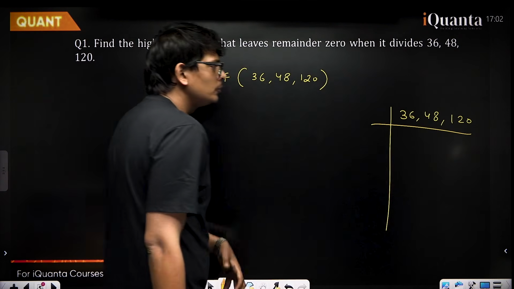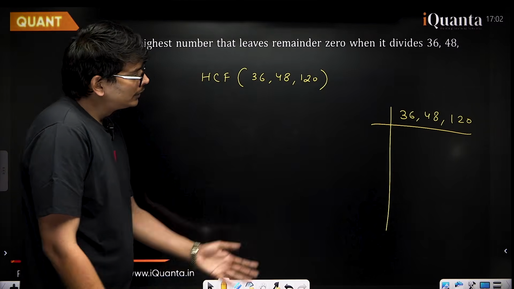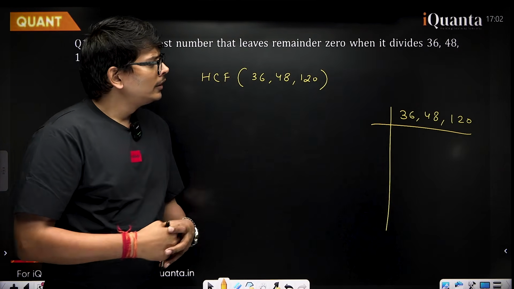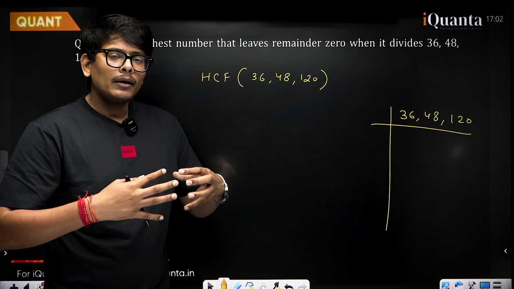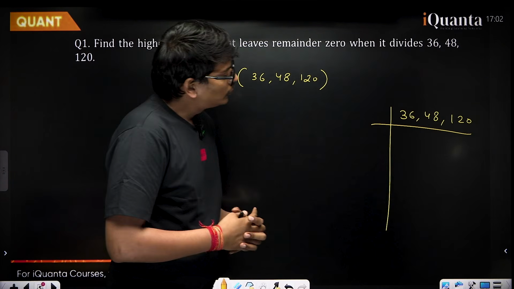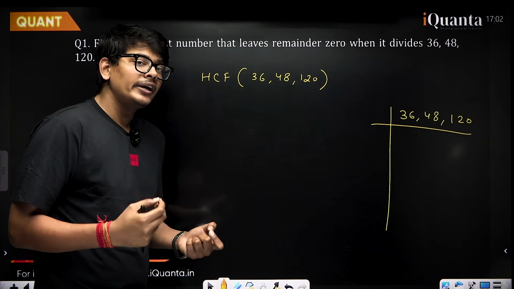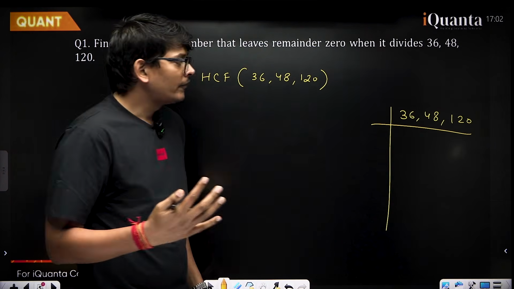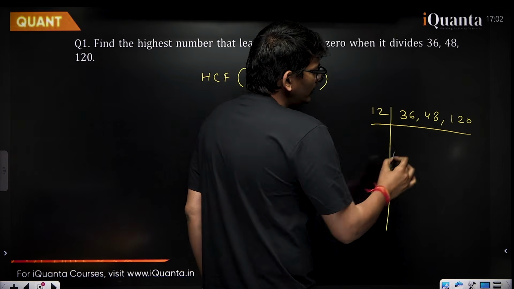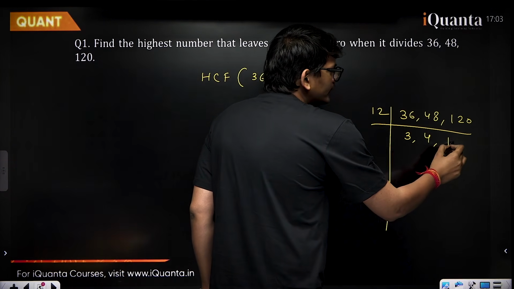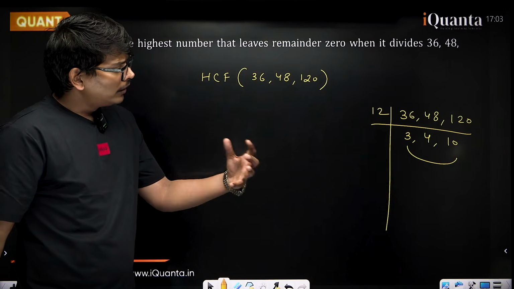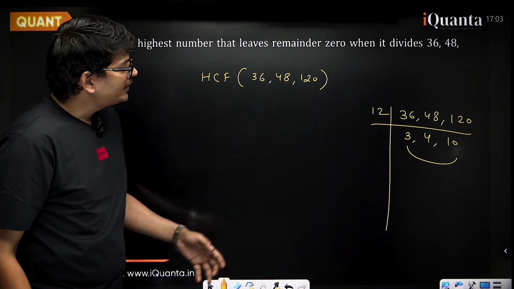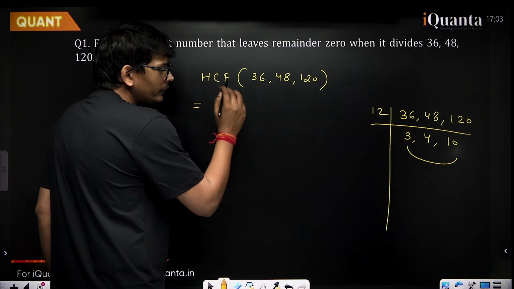which you must have studied in class 4th and 5th. First you take 2 common, then 3 common, and so on. I would recommend trying to take a bigger number common, right? If you are comfortable with the tables, you can see it within seconds. These 3 numbers are multiples of 12, so I will directly take 12 common. Here 3, here 4, here 10. Now among these 3 numbers there is nothing common. So the HCF will be 12, right?